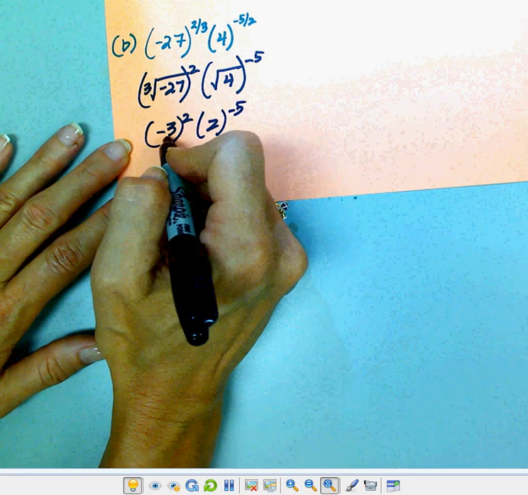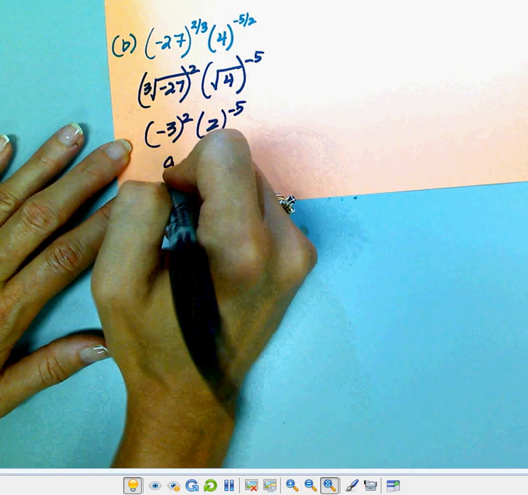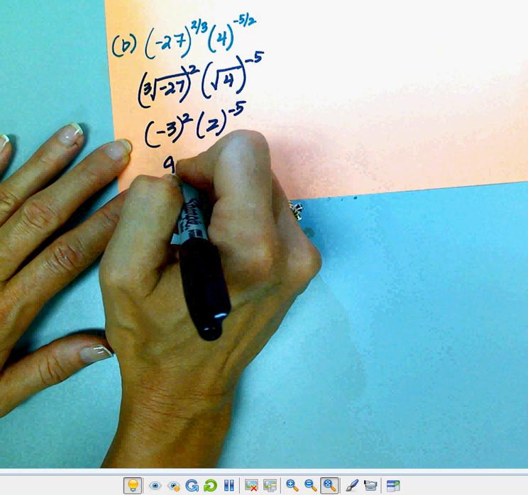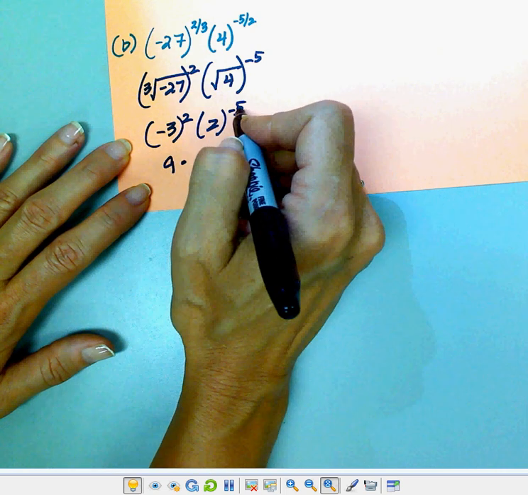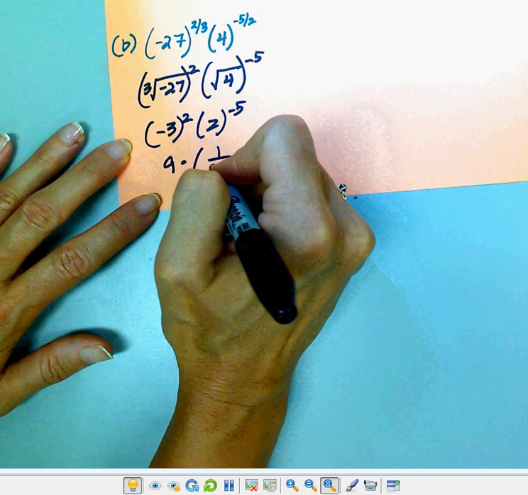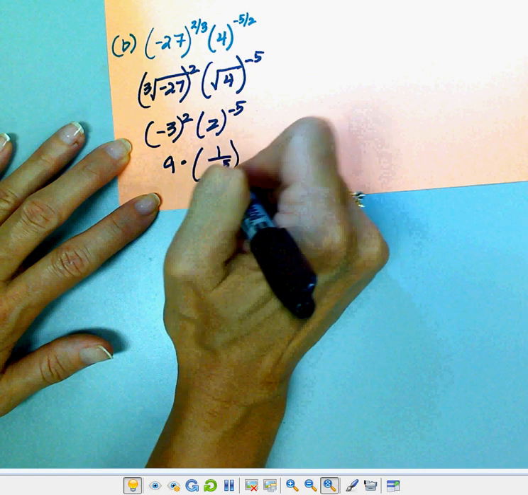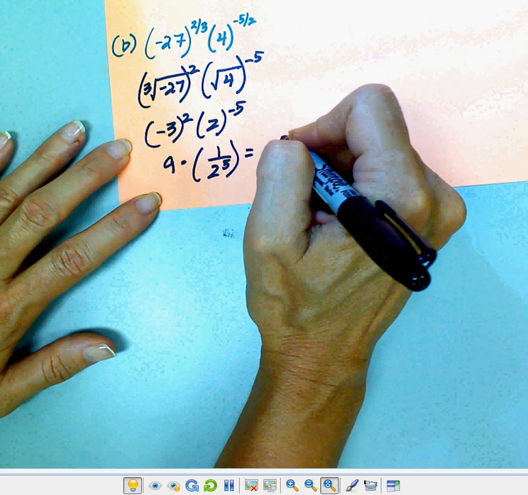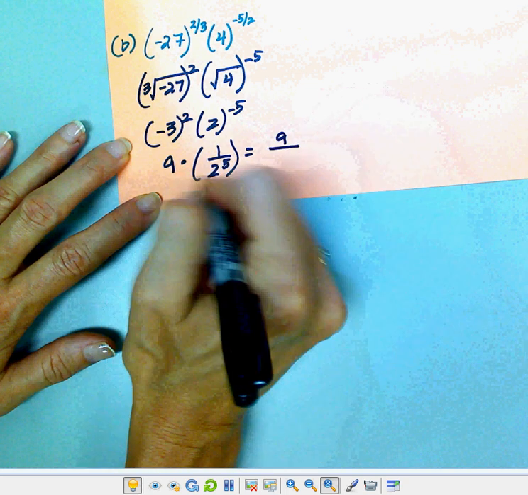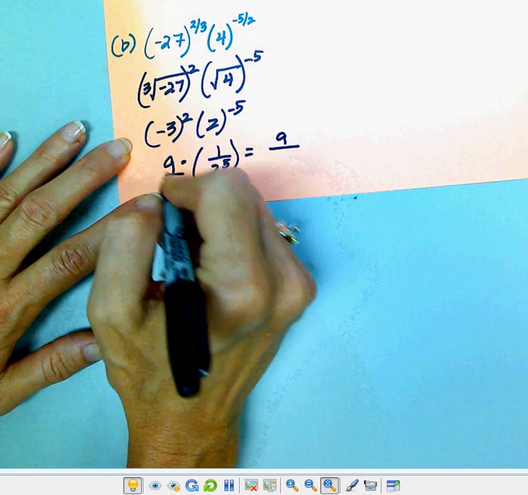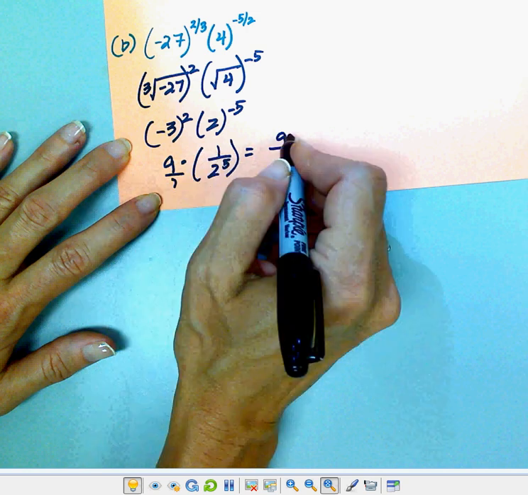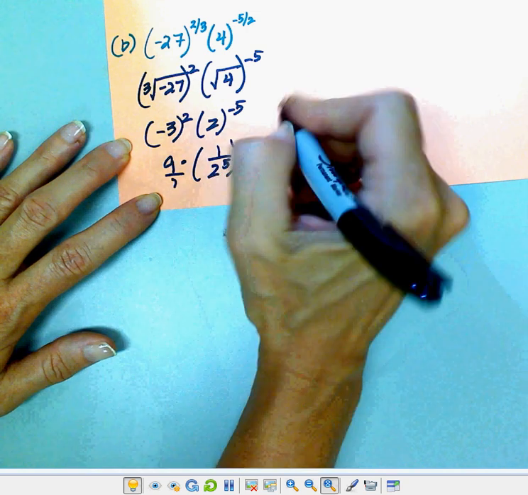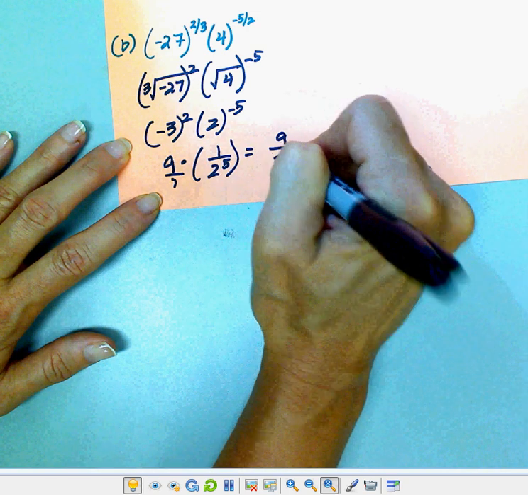I know a negative to an even exponent is always going to be positive, so I have 9 times 2 to the negative 5, which is the same as 1 over 2 to the positive 5. And when I multiply fractions, I can multiply numerators and I can multiply denominators. That's the same as 9 over 1. So 9 times 1 is 9. 1 times 2 to the 5th is 32.